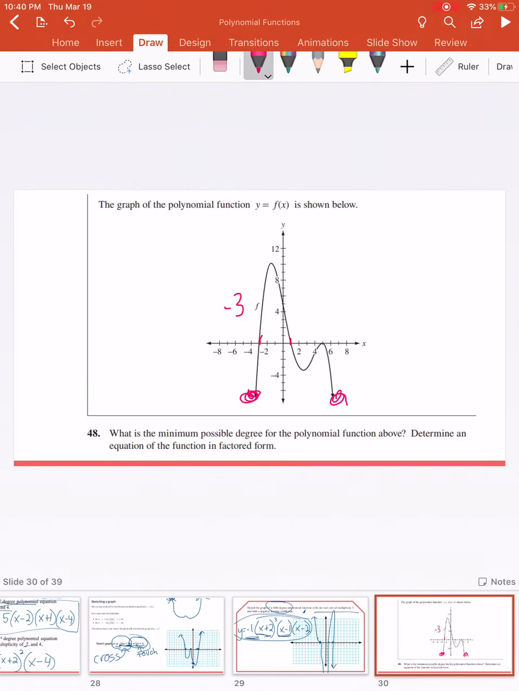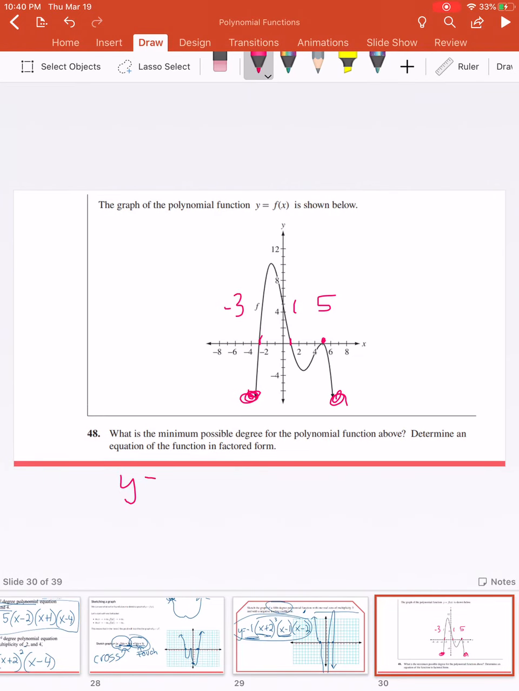I see another 0 here at +1 with a multiplicity of 1. And then another 0 here at 5. Because it touches and doesn't cross, it has a multiplicity of 2. So now that I know this, can I write an equation? So let's try that out.